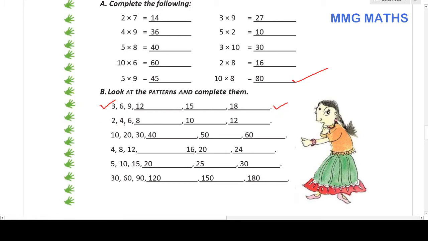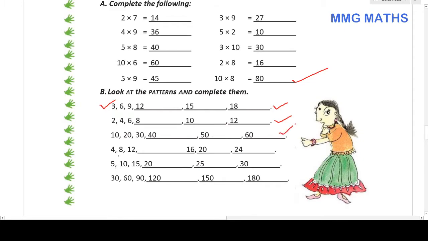Same like that, 2, 4, 6, 8, 10, 12. Here you can see we have the table of 2. Or one more thing that you can do: if you subtract 2 from 4, you will get 2. So when you add 2, you will get the next number. Okay, now here you can see 10, 20, 30, 40, 50, 60.